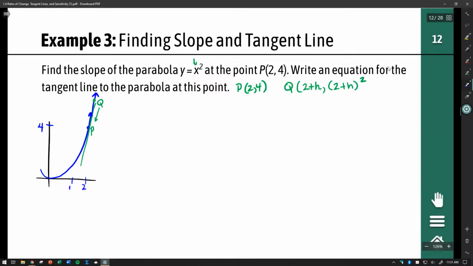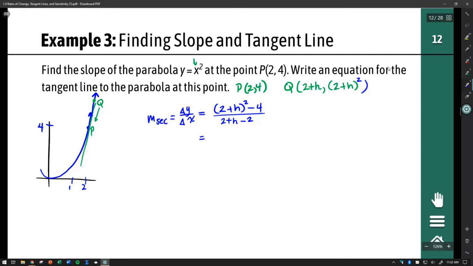Okay, so the slope of the secant then, let's call it m sec. And that secant is going to be the change in y value over the change in x value. So the change in y value, well, first we have the 2 plus h quantity squared. That's the second y, and then minus the first y, which is 4. And then in the denominator, we have the change in x. So it's going to be 2 plus h minus, and then the other x value would be 2.